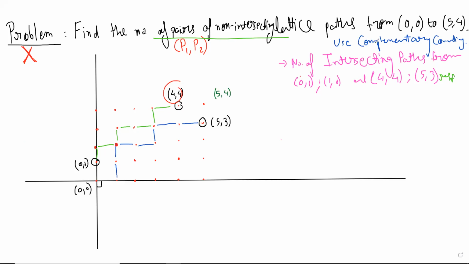I'm going to convert intersecting pairs of paths in this way to just normal paths. Suppose these two paths intersect, and suppose this is the first place where they intersect. From here, I can reflect, in the sense that I can exchange the rest of the path. So the recipe is: look at the first intersection point and exchange the rest of the path. In theory, this is called a tail.